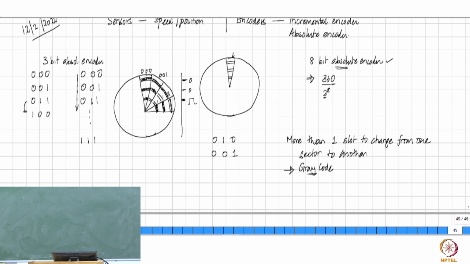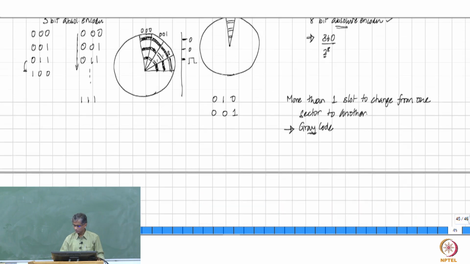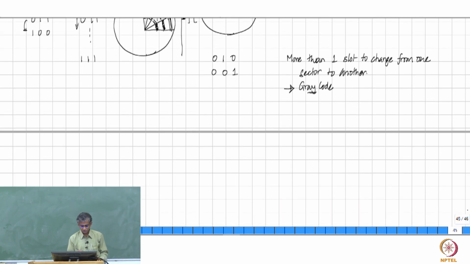Yeah, 0, 1, 1. Yeah, it should be 0, 1, 0, but even that is a difficulty because 1 is going to go to 0 and 0 is going to go to 1. You're right. It should be 0, 1, 0. Okay. So this is therefore one way of sensing the absolute angle.